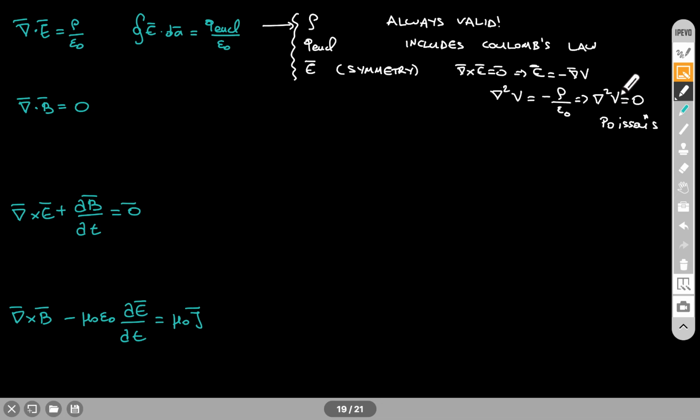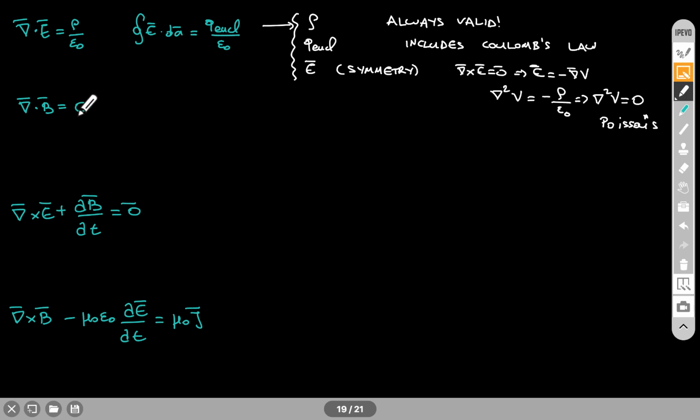And of course, if you have the potential, then you can go back and find the electric field. Now, all of this, and Coulomb's law, I forgot to mention, Gauss's law includes Coulomb's law. An interesting fact: Coulomb's law is not relativistically correct. You can use Coulomb's law if your charges are not moving, but interestingly, Gauss's law is actually relativistically correct. So this equation is valid if your charge is moving at very high speeds compared to the speed of light, but Coulomb's law will not work when your charge is moving too fast.